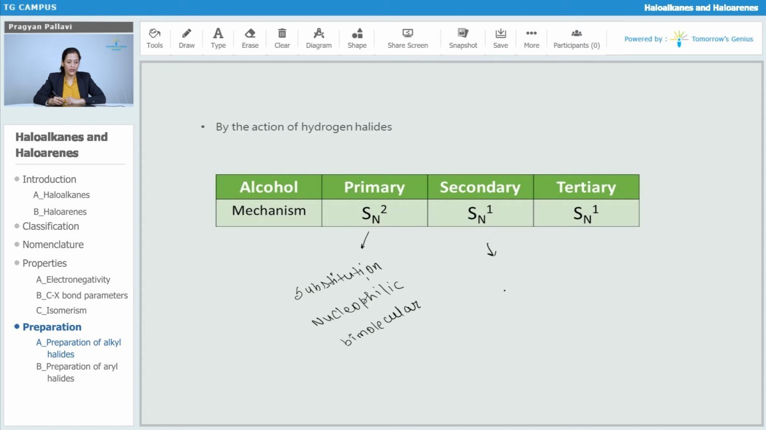However, in the case of secondary alcohol, it will follow SN1 mechanism. That means substitution nucleophilic unimolecular. Now both secondary and tertiary alcohol follow SN1 mechanism. We will discuss these in detail.